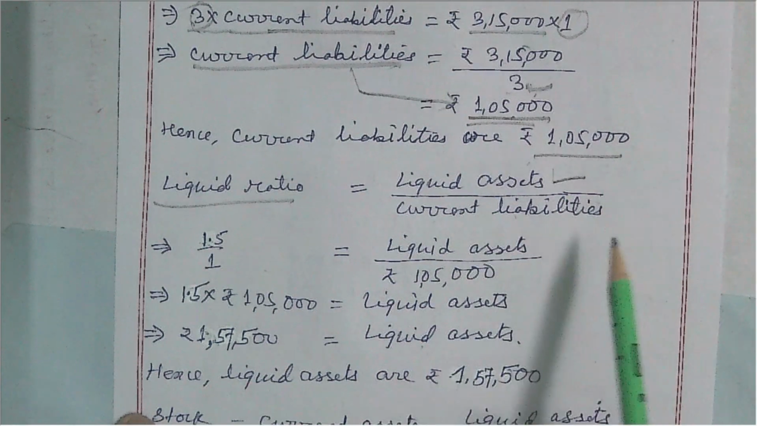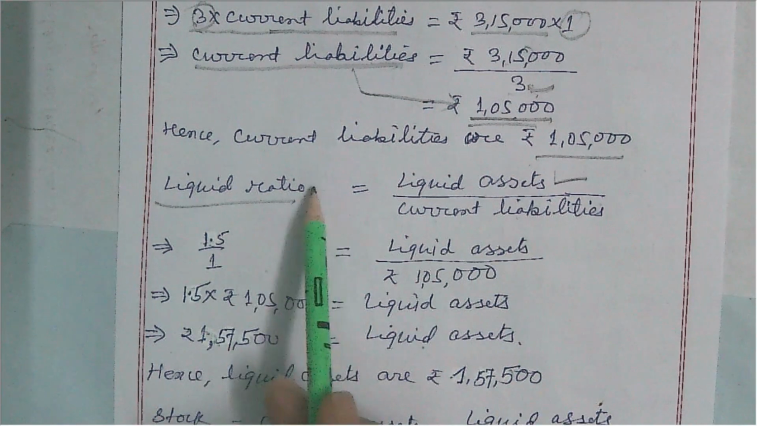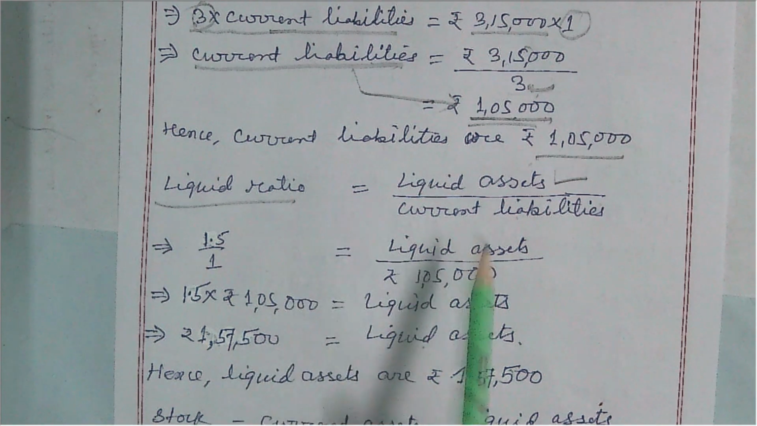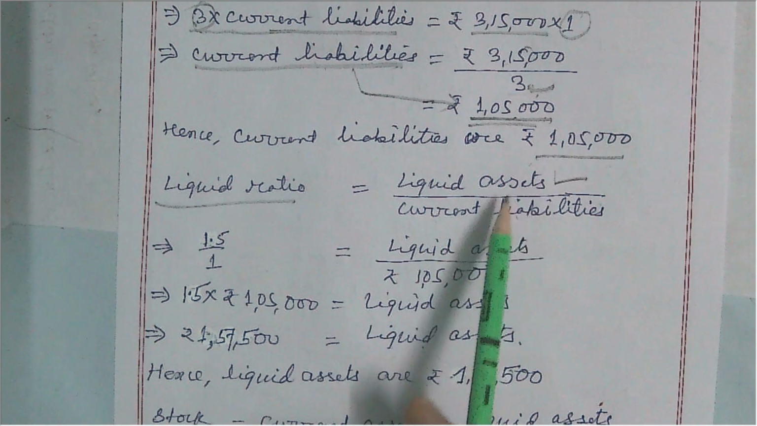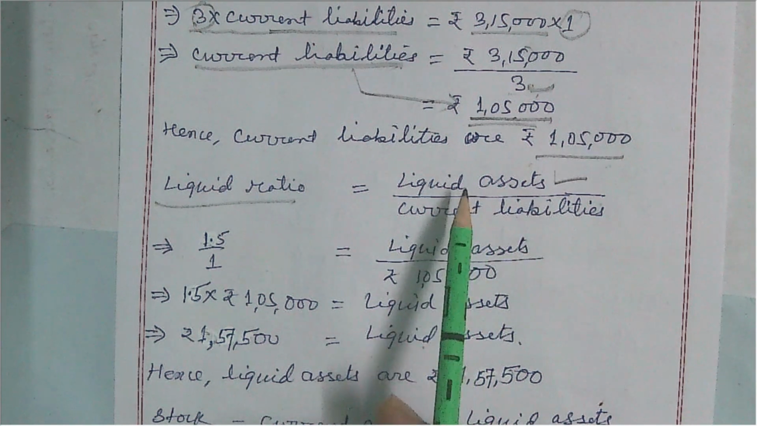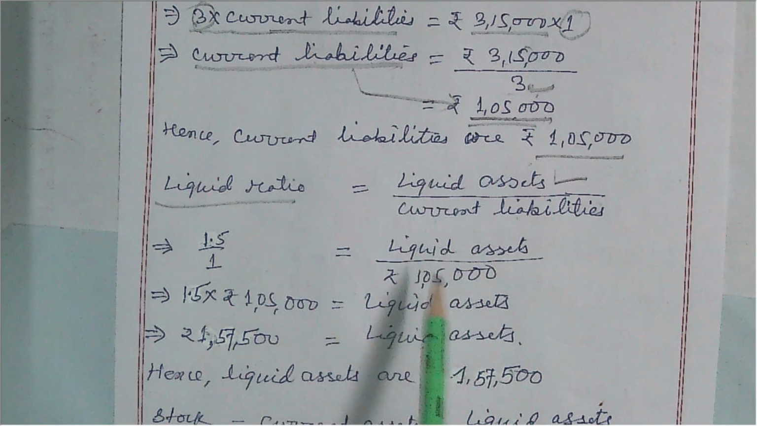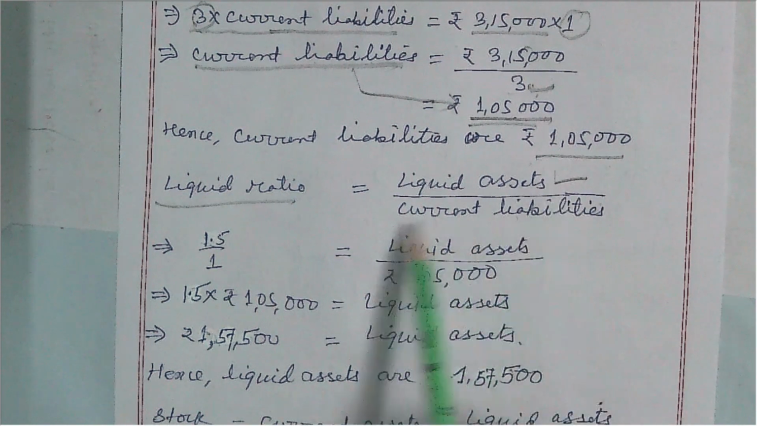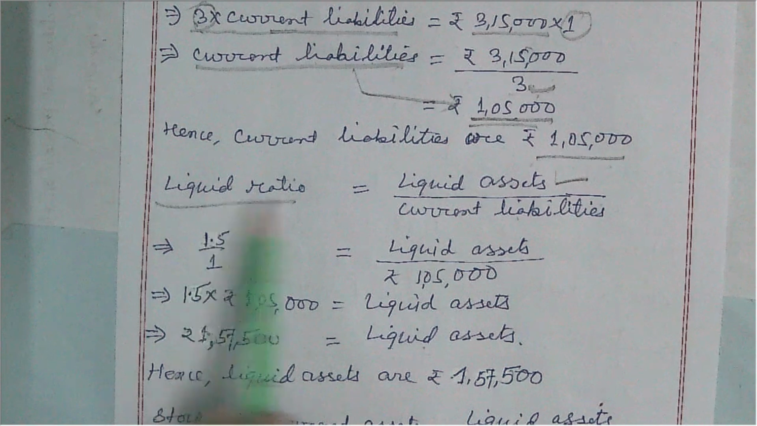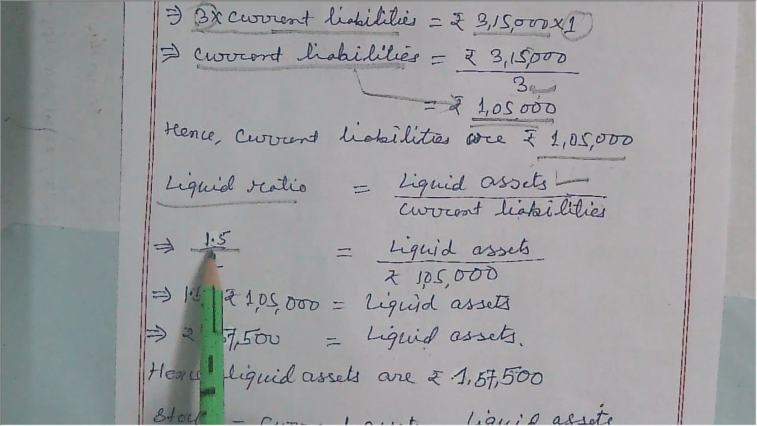Now the liquid ratio, liquid assets formula. The liquid ratio formula is discussed in the second accounting ratio class, and the current ratio formula is discussed in the first accounting ratio class. So if you have not watched those 2 video classes, then you must watch them, then these problems will become easier for you to understand. So liquid assets by current liabilities. Here the liquid ratio is given as 1.5:1, that is 1.5 by 1.